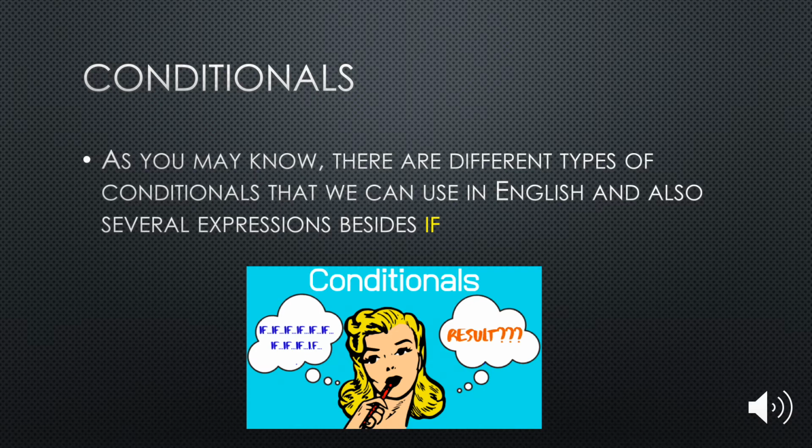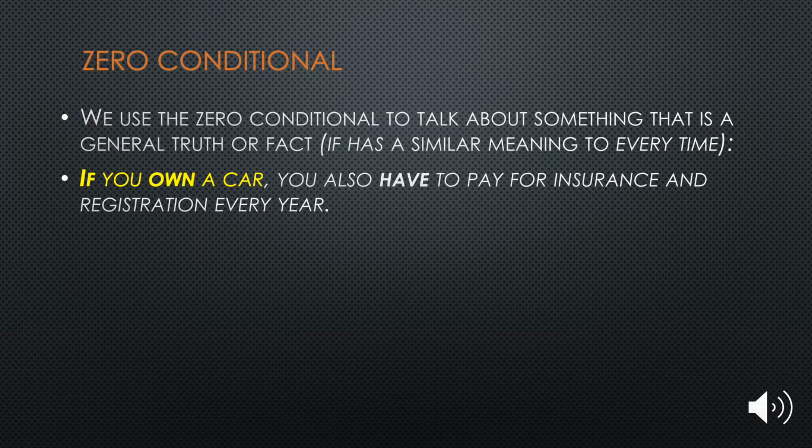So you know that there are different types like zero, first, second, and third, and we're going to cover them starting in the next slide. So for example, we can start by describing zero conditional. We usually use this conditional to talk about something that is a general truth or fact, so it has a similar meaning to the expression every time. For example, if you own a car, you also have to pay for insurance and registration every year. So this is something you have to do every time.